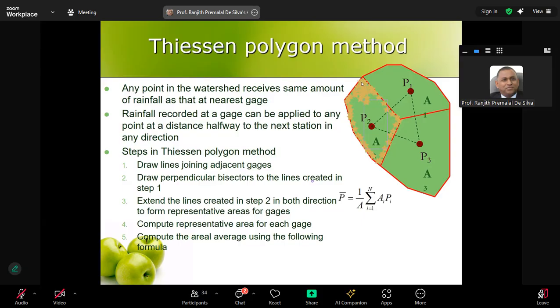This is the area occupied by station 2. So what we did, to develop the Thiessen polygons, was draw perpendicular bisectors, first joining each adjoining station. Each adjoining section we join, and then we draw perpendicular bisectors and extend these lines. Then we erase all these lines. So this is one area.